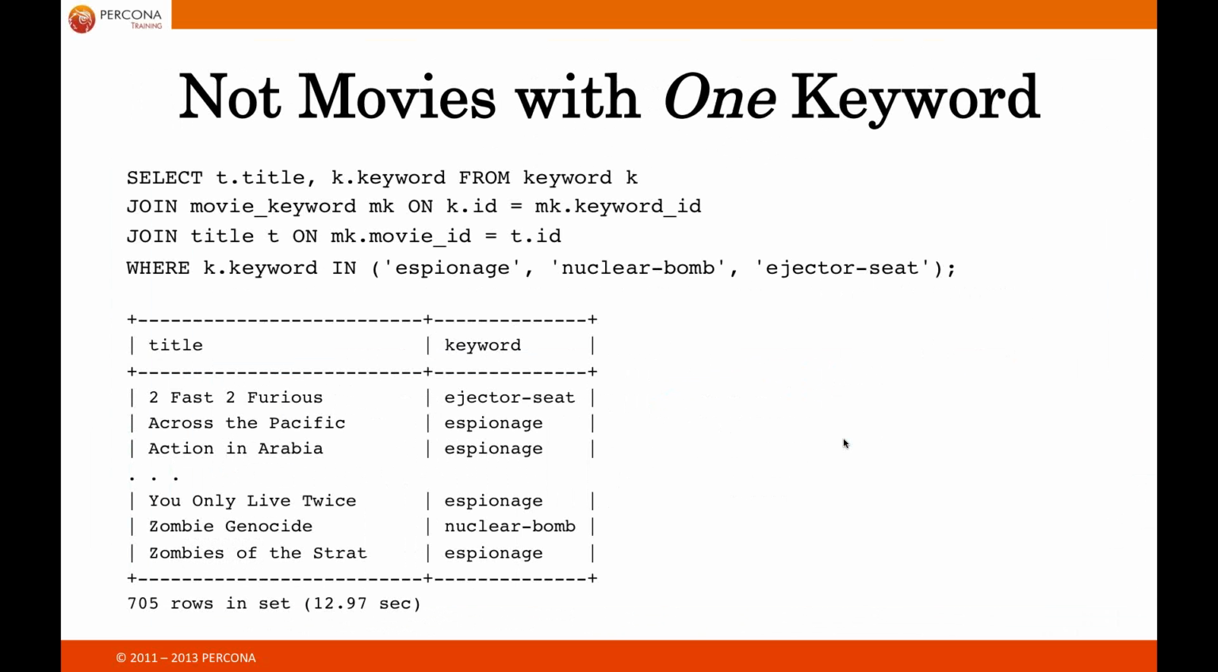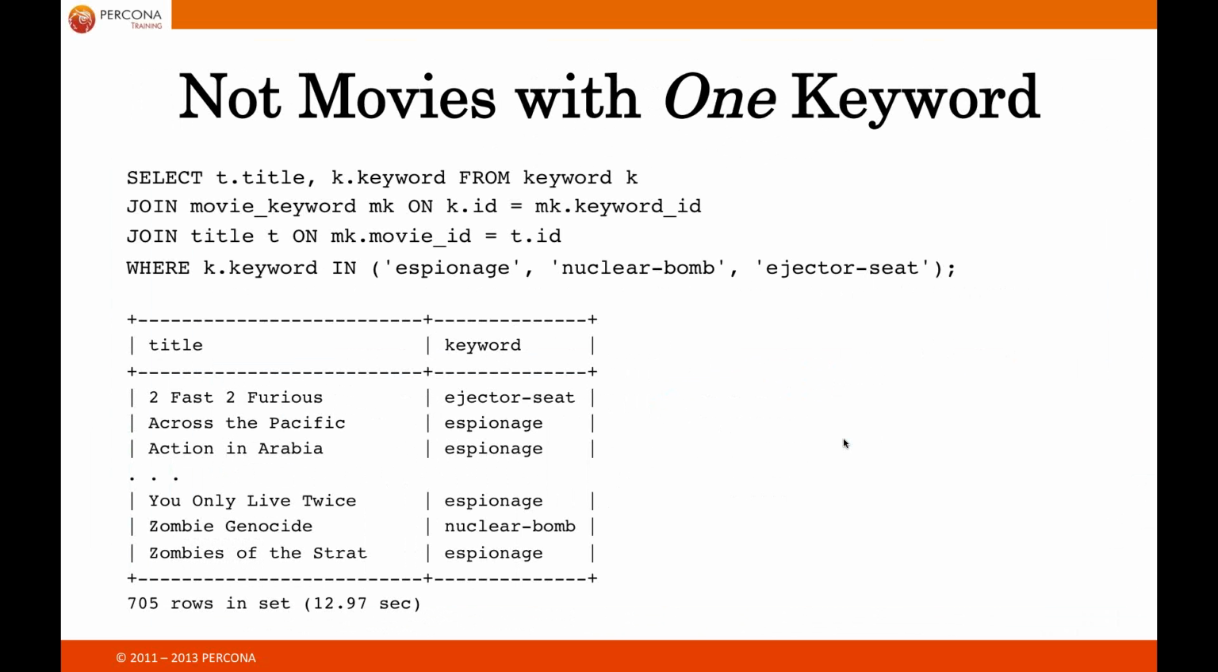The solution that people often start with, and they get confused why it didn't give them the result that they wanted, is that they use the IN predicate. Here's an example where we're looking for titles that have the keyword in espionage, nuclear bomb, ejector seat. That is going to function differently than we expect it to. It's going to find movies with any of those three keywords because the IN predicate is equivalent to saying where the keyword is espionage or the keyword is nuclear bomb or the keyword is ejector seat. We'd really rather it be more like AND.